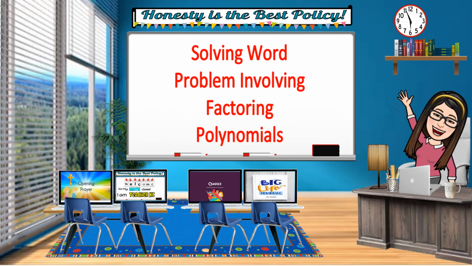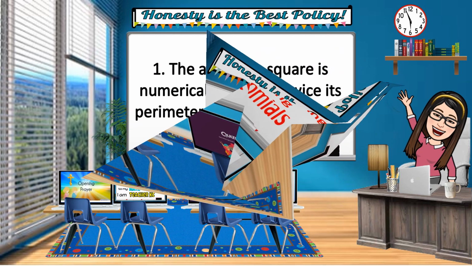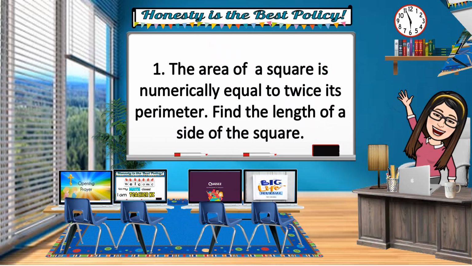Okay, let's talk about solving word problem involving factoring polynomials. This is the problem. The area of a square is numerically equal to twice its perimeter. Okay? Yung area daw ng square ay ang equivalent sa 2 times ng perimeter. Area of a square is equal to twice its perimeter. Find the length of a side of the square.